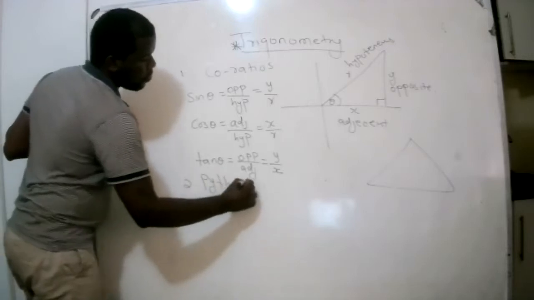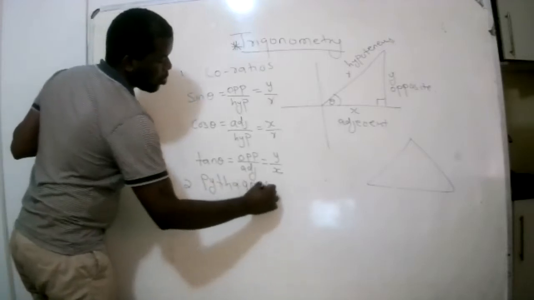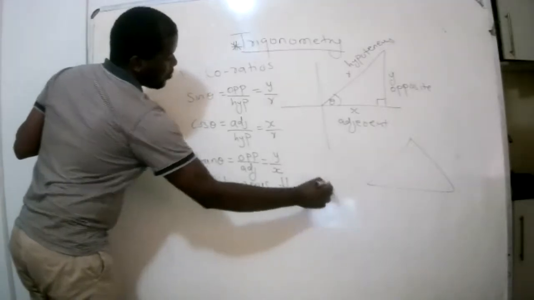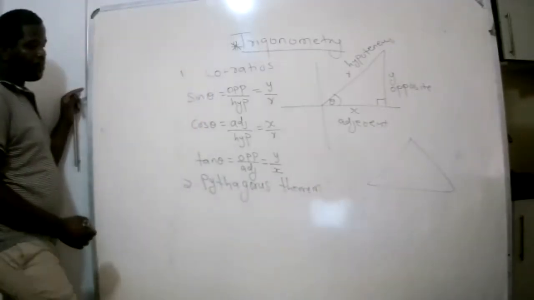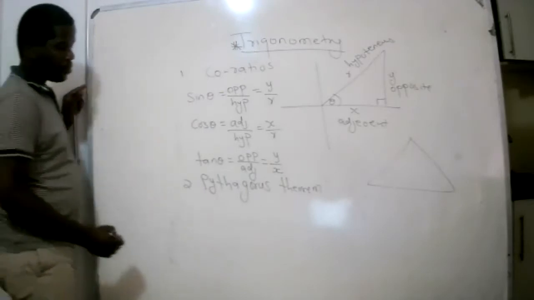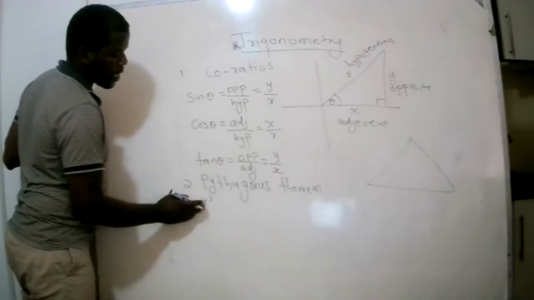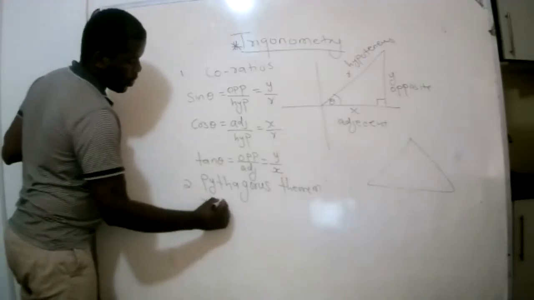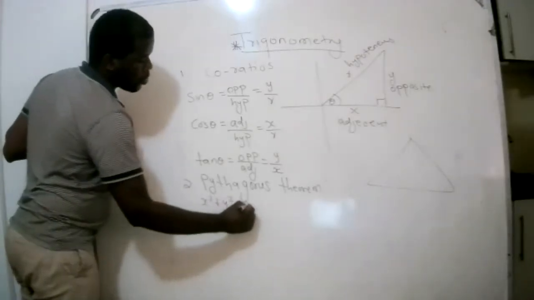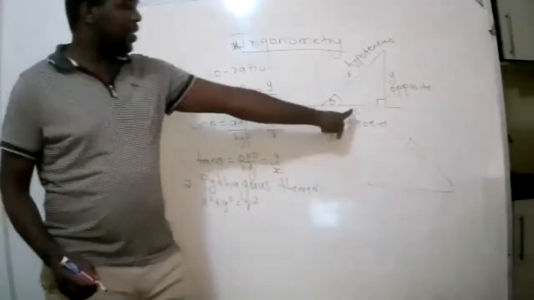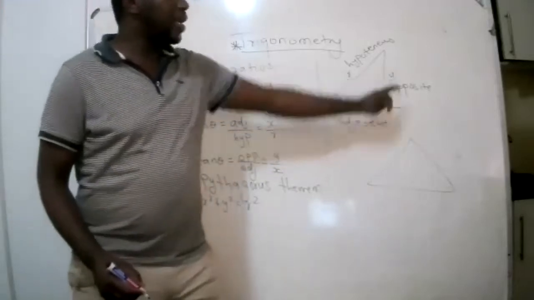Have you heard of Pythagoras theorem before? All right. What is the formula for Pythagoras theorem? R squared equals X squared plus Y squared. Very true. So it's X squared plus Y squared equal to R squared.